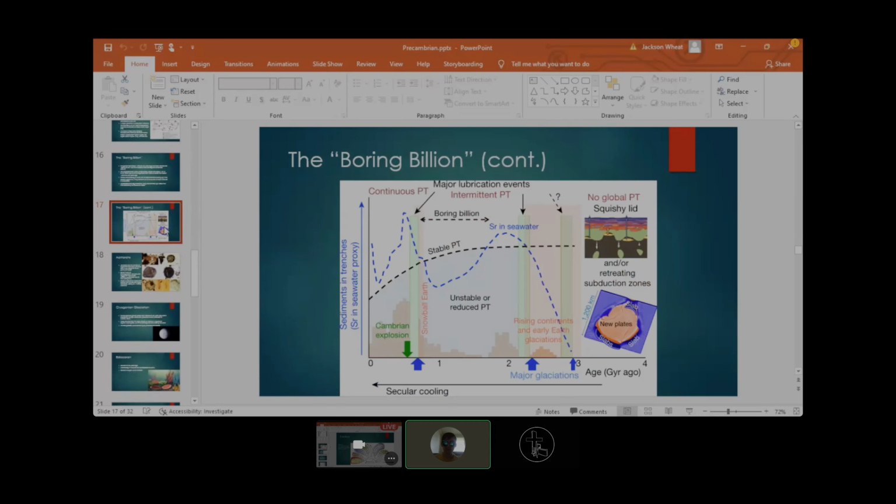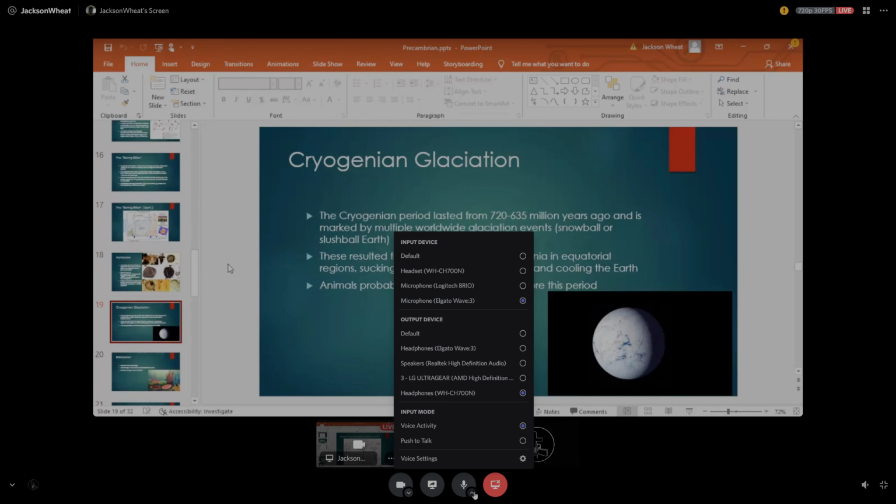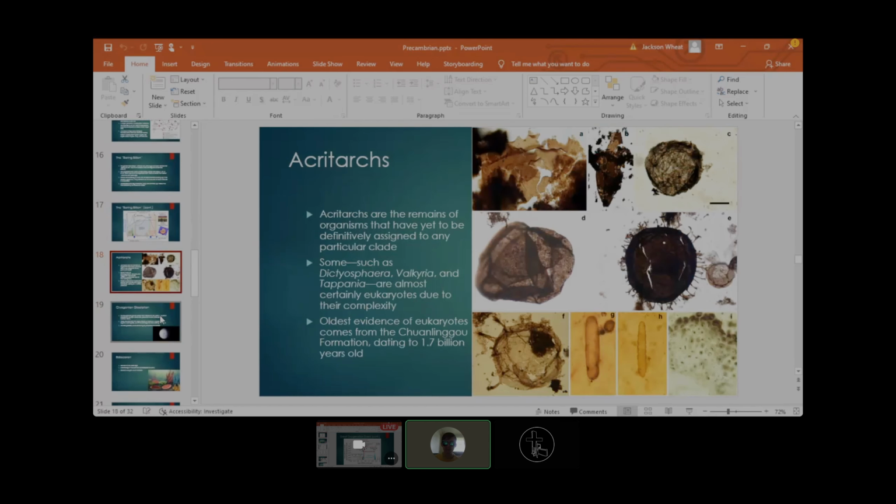And from there, we can scroll forward a little bit. Acritarchs, some of these are eukaryotic organisms. We start seeing these about 1.7 billion years ago. So we see our first fossils of eukaryotes about 1.7 billion years ago, shortly after molecular clocks indicate that the ancestor of eukaryotes originated. And from about 1.7 billion years ago to 700 million years ago, approximately, you really just have these microscopic eukaryotes. That's all you got for a long time.